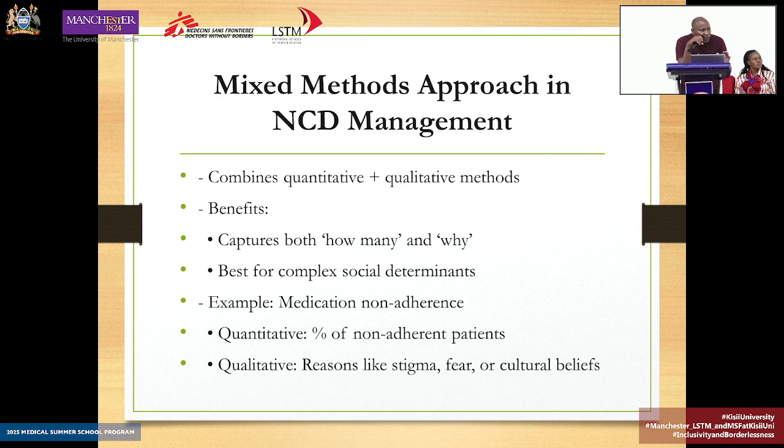So qualitative research designs are important. But nowadays we have come to realize that one of the most important research designs that is applicable when we want to have sustainable interventions is the mixed method approach.